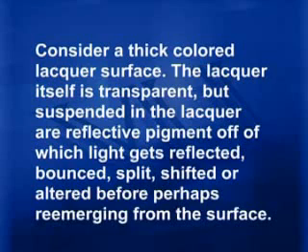So, when we have a lacquer coated surface, the lacquer itself is transparent, but suspended in the lacquer coating are the pigments, reflective pigments, off which light is going to get reflected. So light would be reflected off the top of it, the surface of it, but it would be refracted as well. It would be bounced, it would be split, shifted or altered before perhaps the remaining part of it hits the lower part of the surface.